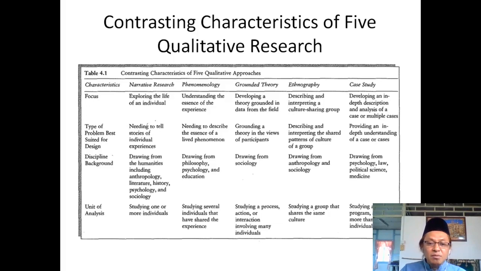Okay, the discipline and background vary. Narrative research, you can see, originates from history, psychology, sociology, including anthropology.